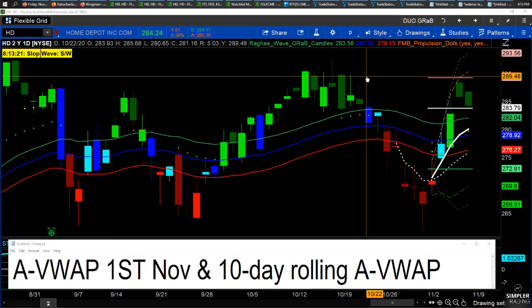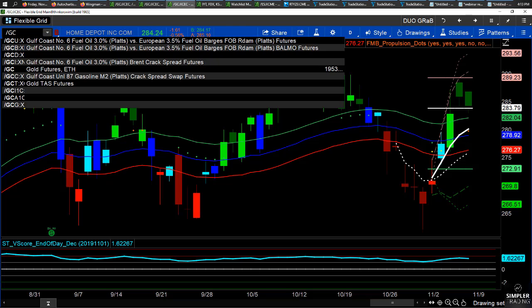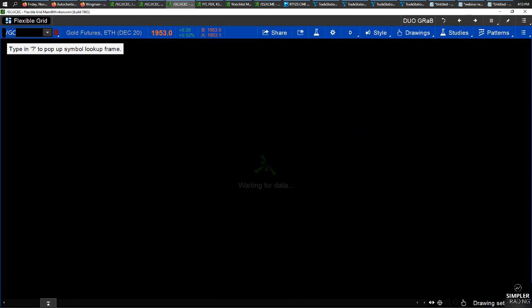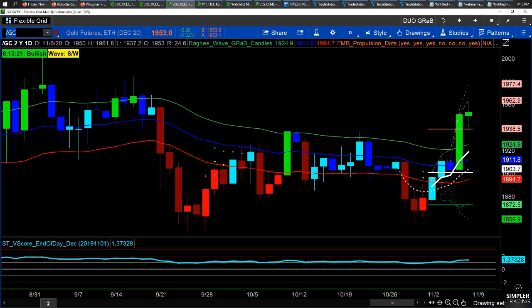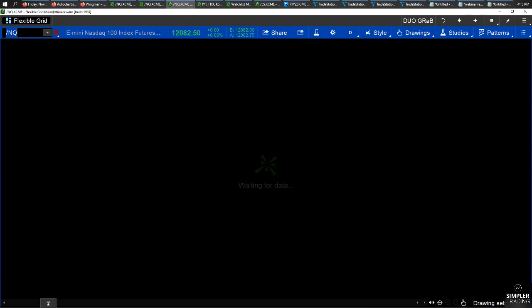price. So when did we get above both the 10-day rolling and stay above the first of the month anchor? It actually happened on election day. So as of election day, whether it be gold, whether it be Home Depot, whether it be the NASDAQ, I went bullish on the directional bias, playing intraday long only and playing momentum long only and looking long only as of that day.